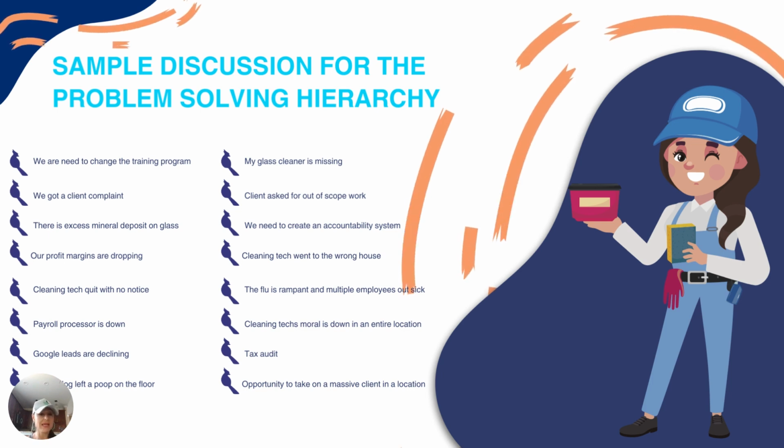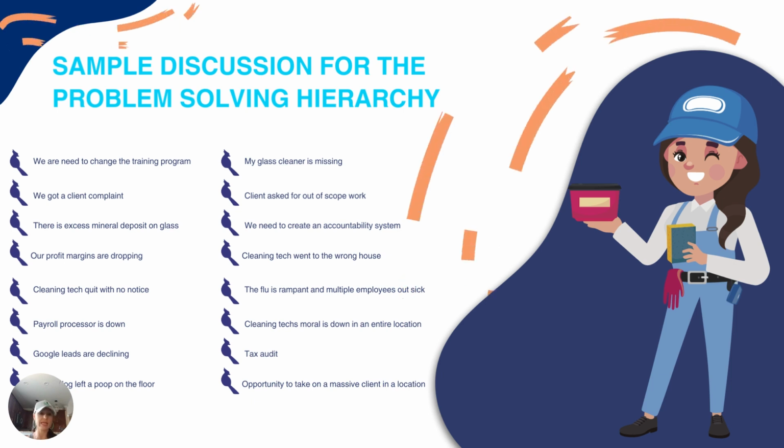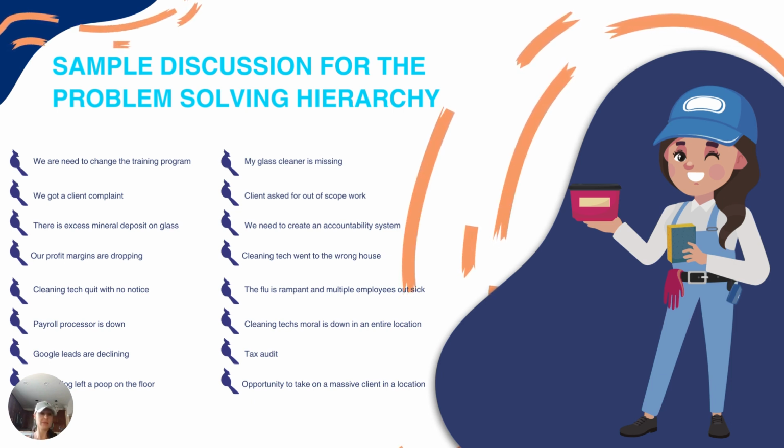Payroll processor is down. Ooh, let's hope this doesn't ever happen. But this is an executive level problem. Even if we didn't run our own payroll, executive level would have to get involved in this to make sure everybody, because it affects everyone, and make sure everybody gets paid. And it's a big deal.